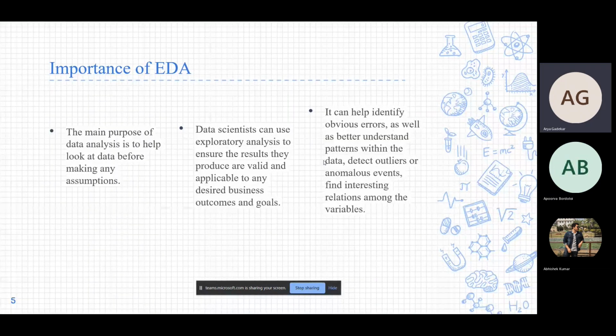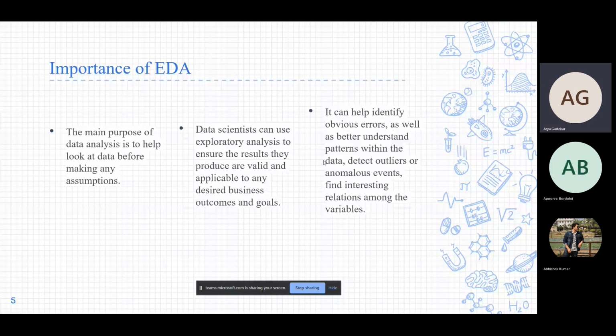Now we will see the importance of EDA or exploratory data analysis. The main purpose of data analysis is to help look at any data before making any assumptions. Data scientists can use the exploratory analysis to ensure the results they produce are valid and applicable to any desired goal, business goals, and outcomes.